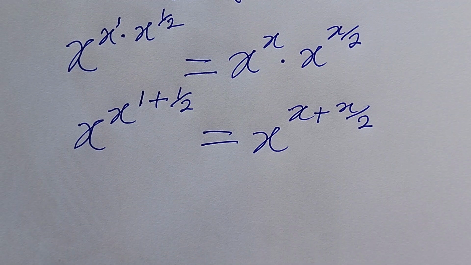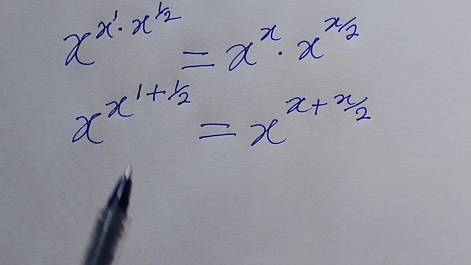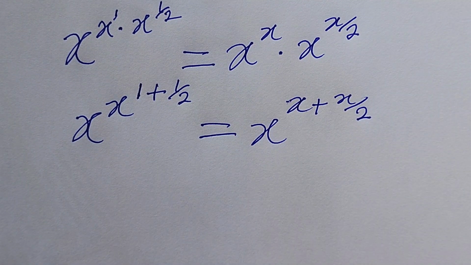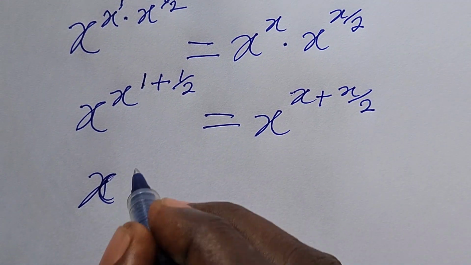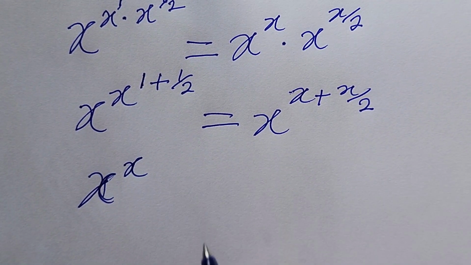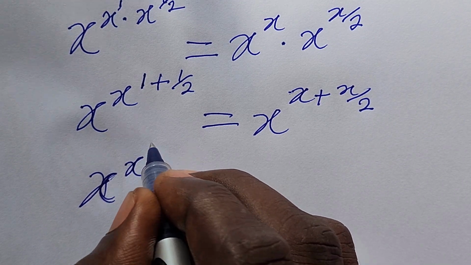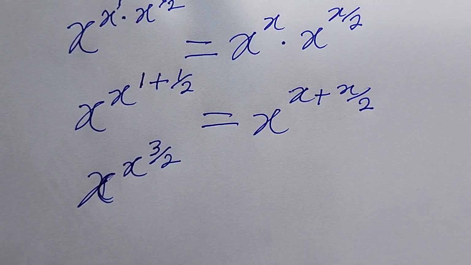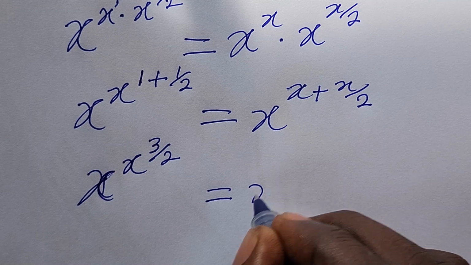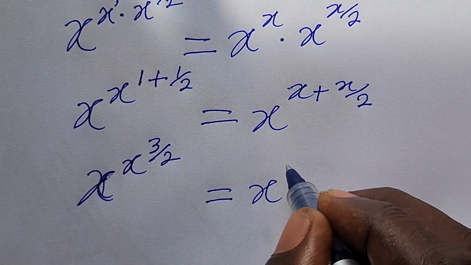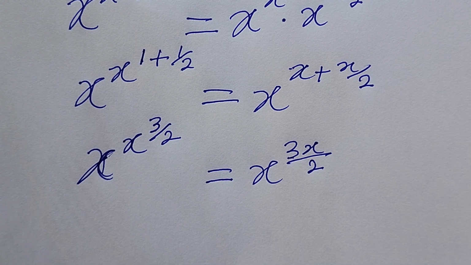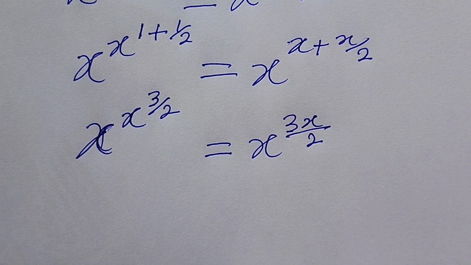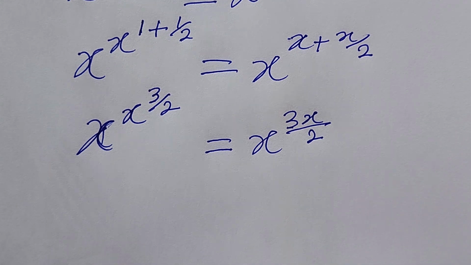So can I add this, and at the same time add this together? So we have x here. Let me write my x very well. x equal to the power of x. Then we have 3 over 2, which is equal to x to the power of 3x over 2. Check out the bases here. The bases are the same. So since the bases are the same, we can equate the exponents according to the law of indices.